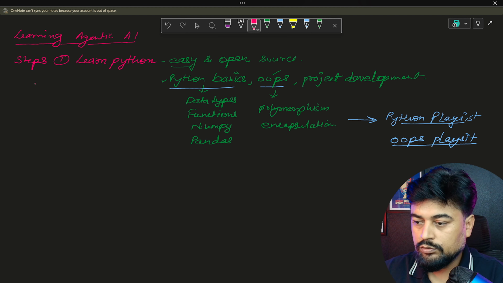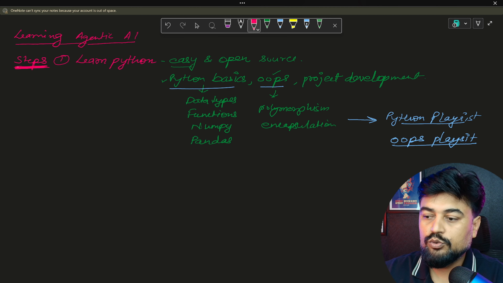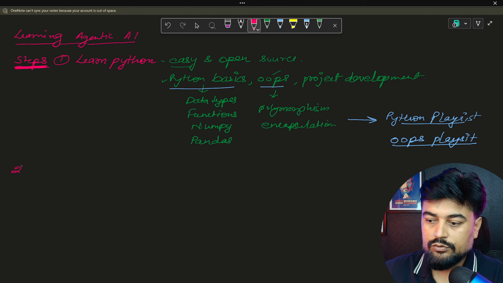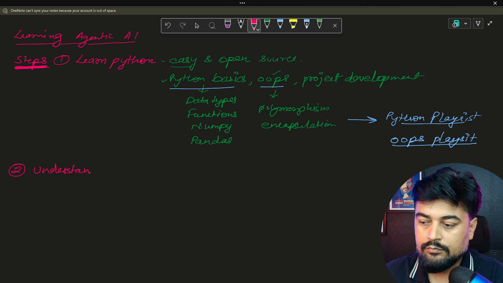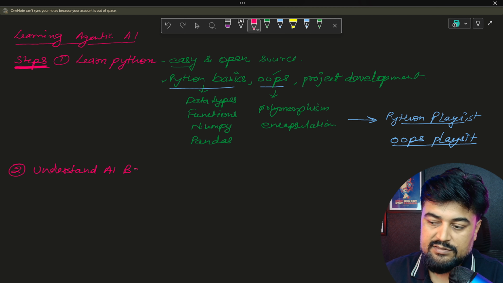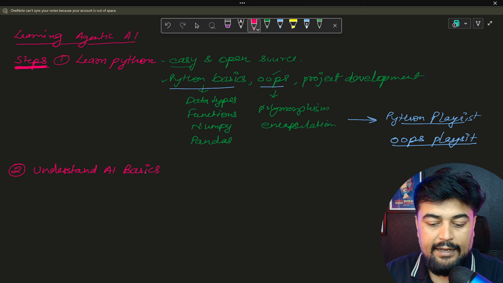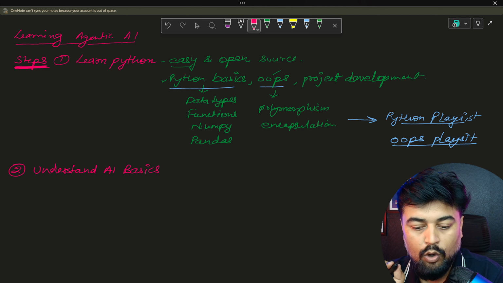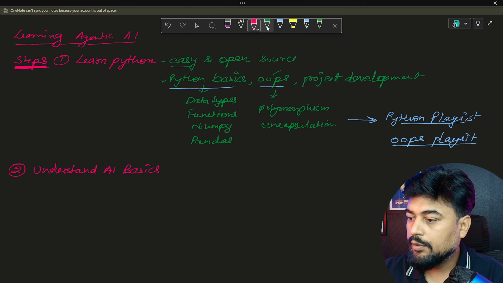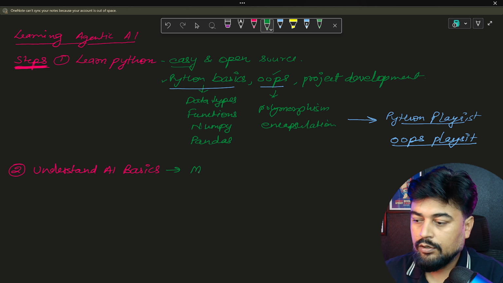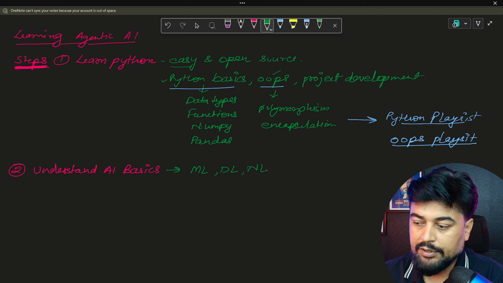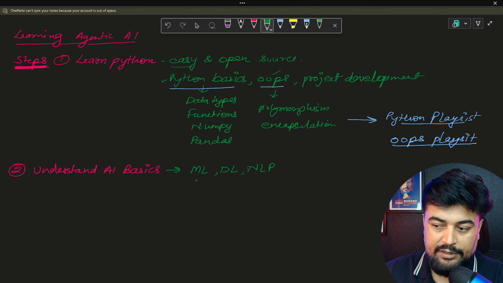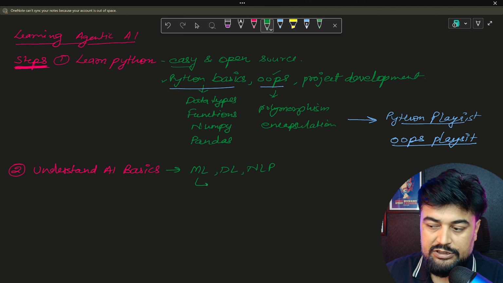Okay, let me highlight steps so you understand which step we are on right now. So number 2, your step is to understand AI basics. What are the AI basics? If you have a strong fundamental already in machine learning, or maybe deep learning already, and NLP. These three things, if you have a good concept in these three, then it's good. Like what is machine learning, what is deep learning, then what is NLP.